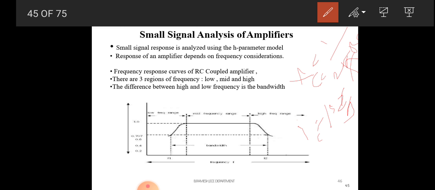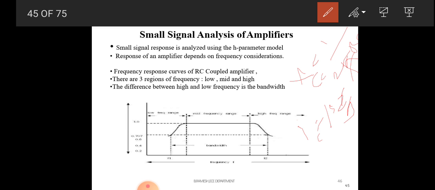The response of the amplifier depends on frequency considerations. In the frequency response curve of an RC coupled amplifier, there are three regions: low frequency, mid frequency, and high frequency. The difference between the high and low frequency is the bandwidth. Bandwidth is nothing but the difference between the higher cutoff frequency and the lower cutoff frequency. See here F1 and F2, where F1 is the lower cutoff frequency and F2 is the higher cutoff frequency. The difference is called bandwidth.